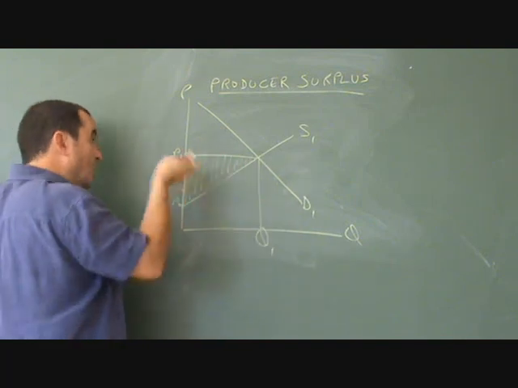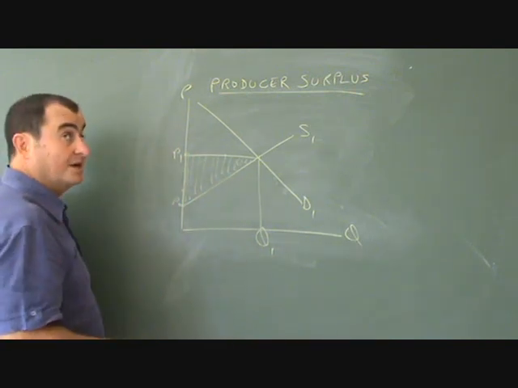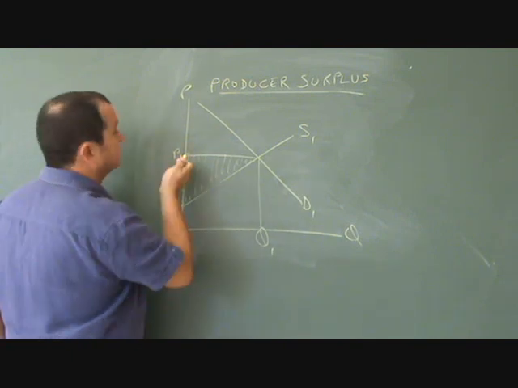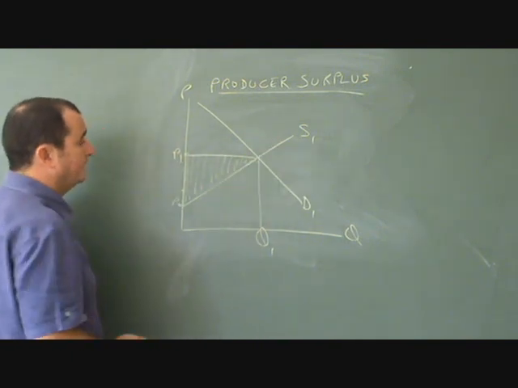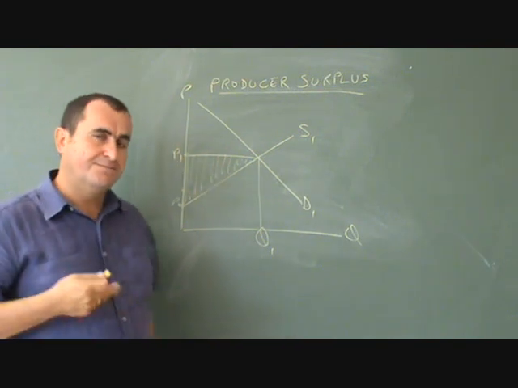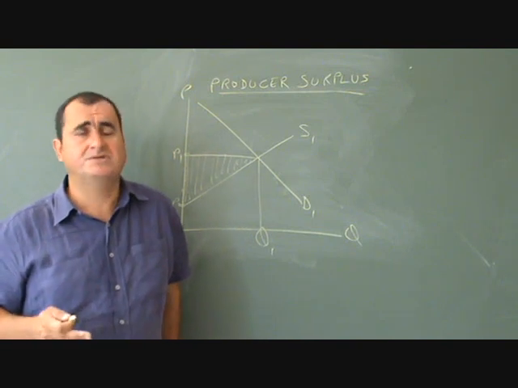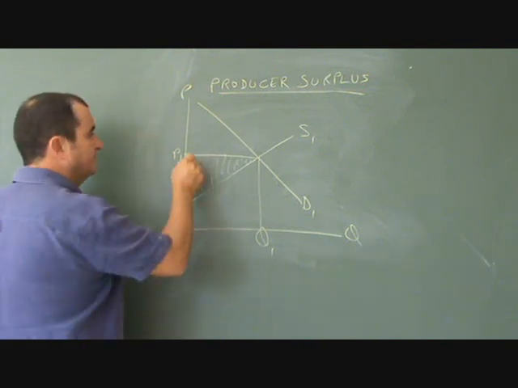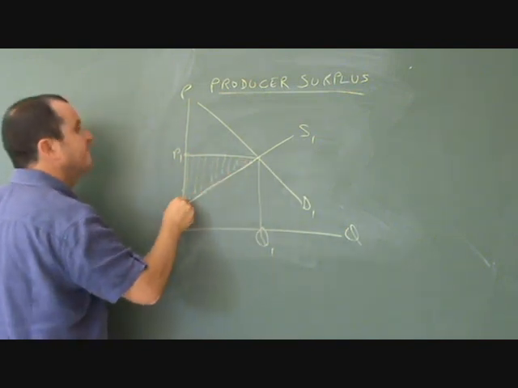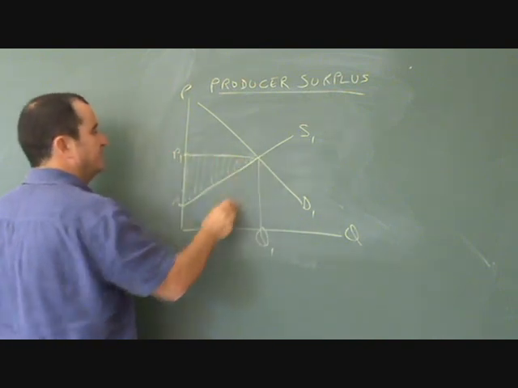There is a supplier who's only willing to supply their first item at P1. Some suppliers are not prepared to supply at all at P1. We know that because as the price goes up even higher, there's even more supply. Nevertheless, producer surplus is the difference between the price at which a supplier is prepared to supply at and the market price itself. And it's represented by this area, that's the area bordered by the supply curve, the price axis, and the price level. It's this area.